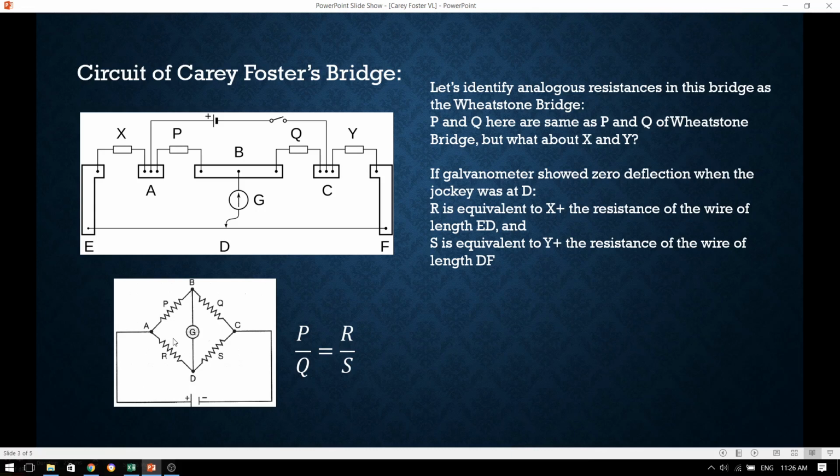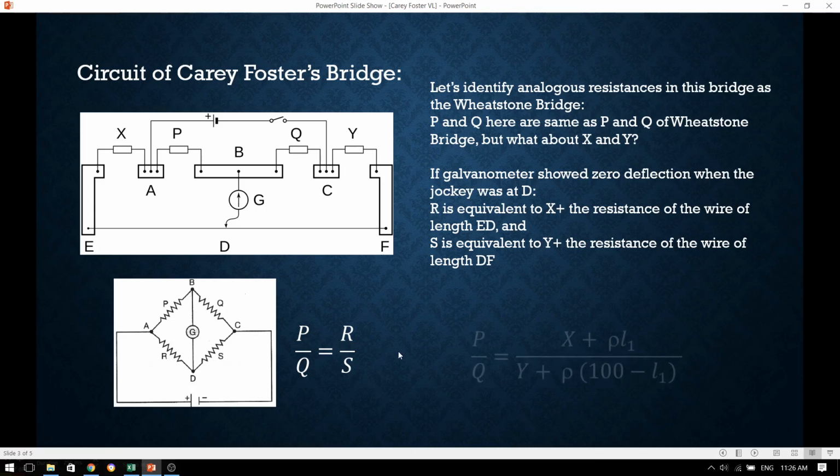Repeating once again, the R of the Wheatstone bridge is the addition of the resistance X plus the resistance of the wire of length ED. Analogously, who will be this S? This S will be the resistance Y plus the resistance of the wire of length DF. From point D to F, whatever the resistance of this part of the wire is, we can add it with the resistance Y, and that will form the fourth arm of the Wheatstone bridge.